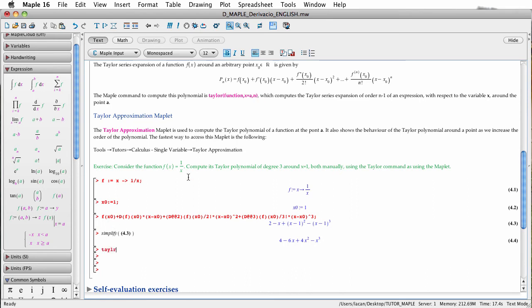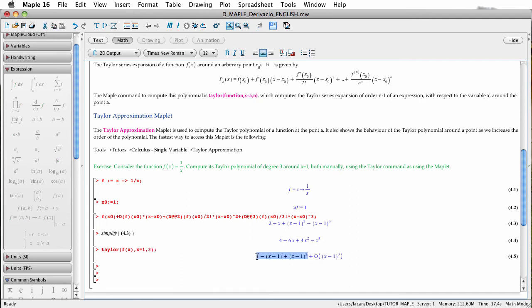Let's use the Taylor function. Taylor of a function, in this case f of x, at the point x equal 1, and the order. If I put 3, you can see that I get a second order polynomial plus a term which is strange, is order of. So always when you want to compute the Taylor polynomial of order 3, you have to add a plus 1. So you have to compute it up to order 4. Okay? And now, as you can see, this is not a polynomial because we have this expression here.